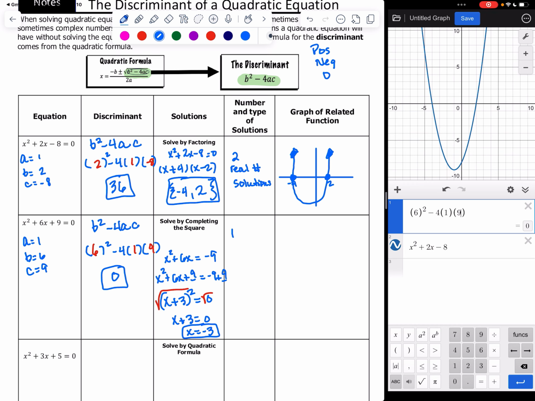So notice in this problem, we only had one solution, and it is a real number. It's a negative number, but it's a real number. So we had one real number solution.